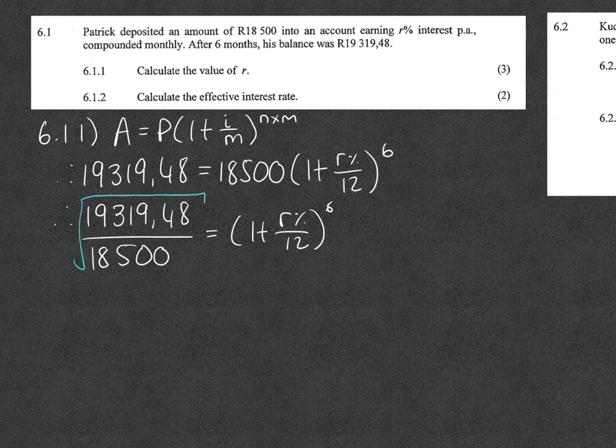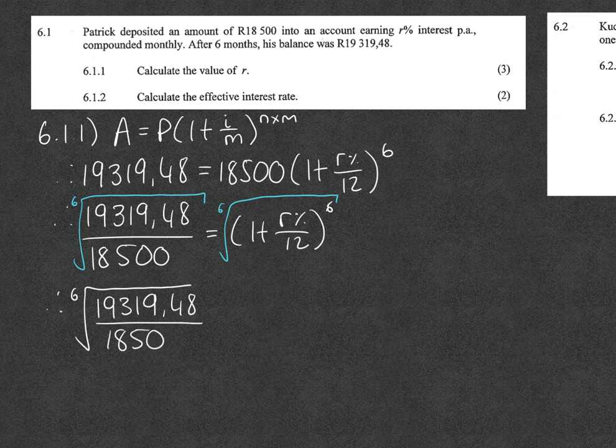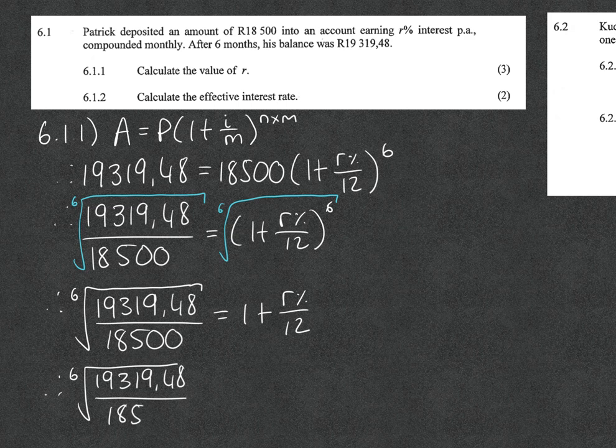So sixth root, and that is going to leave me with, I'm only doing it for explanation purposes, guys. You don't have to put this many steps in, okay? But this is just for my method and what I'm doing. 1 plus R% over 12. We're then going to minus 1 from both sides. So we have the sixth root of 19,319 Rand and 48 cents all over 18,500 minus 1 equals R% over 12.